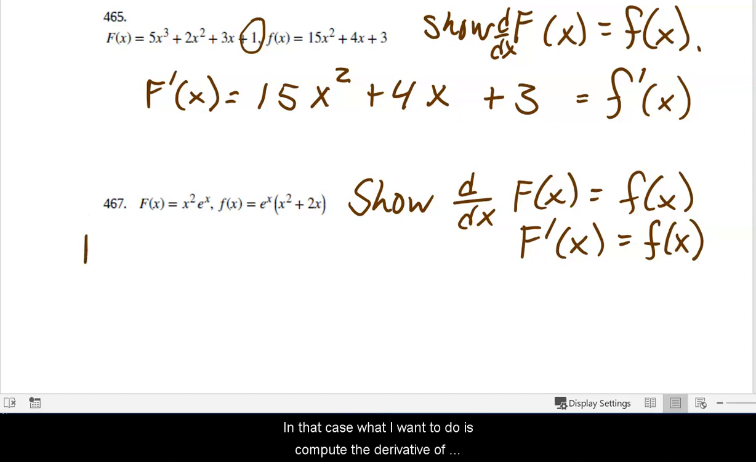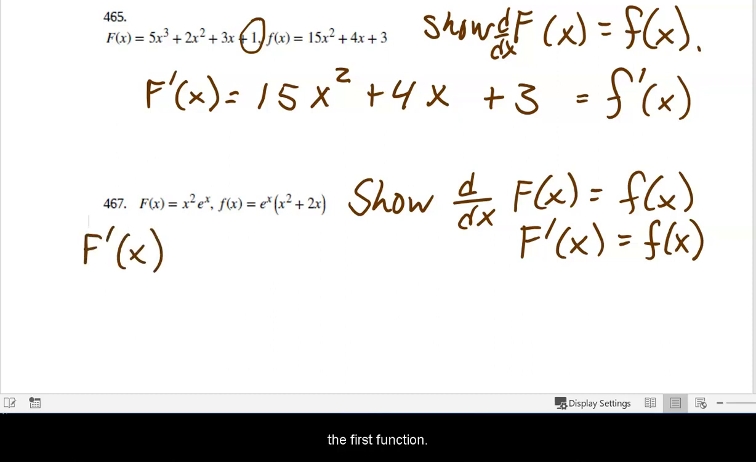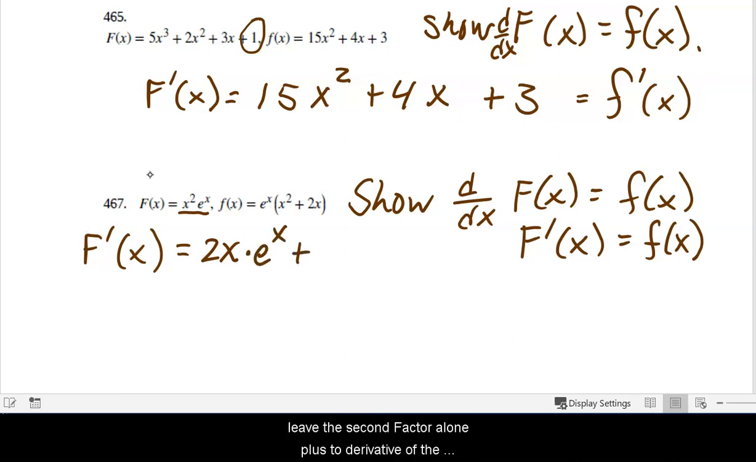In that case, what I want to do is compute the derivative of the first function. Since this is a product, I will need the product rule. If I think of this first one as the first factor and e to the x as the second factor, then I can take the derivative of the x squared to get 2x and leave the second factor alone, plus the derivative of the e to the x factor is still e to the x times the first factor, x squared. Now to get it to look like the lowercase letter f function, I need to factor out the common factor e to the x.